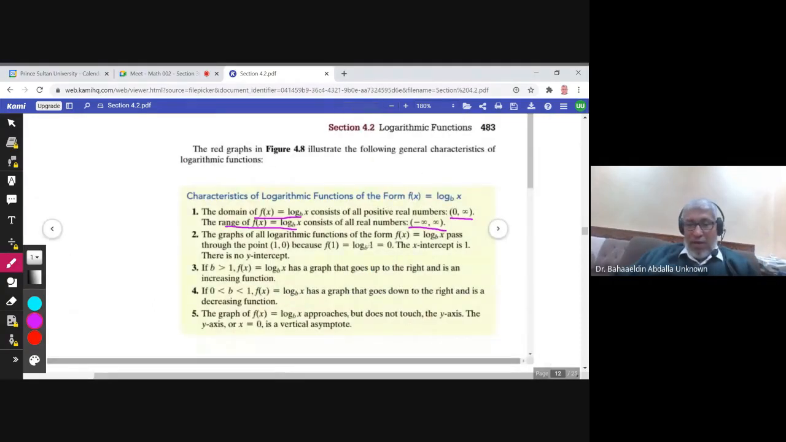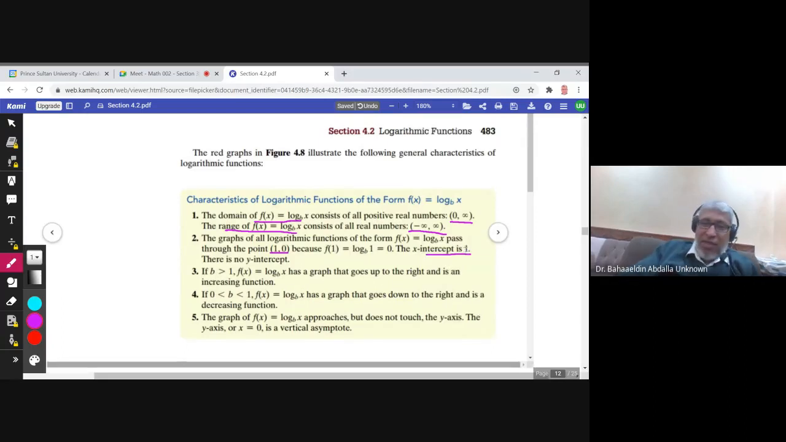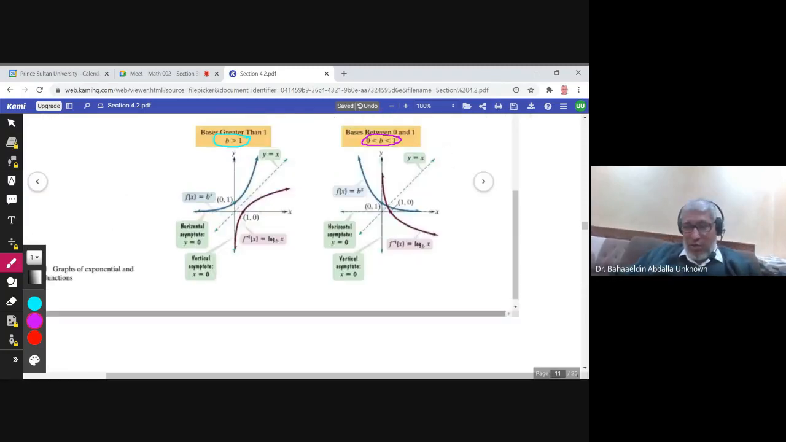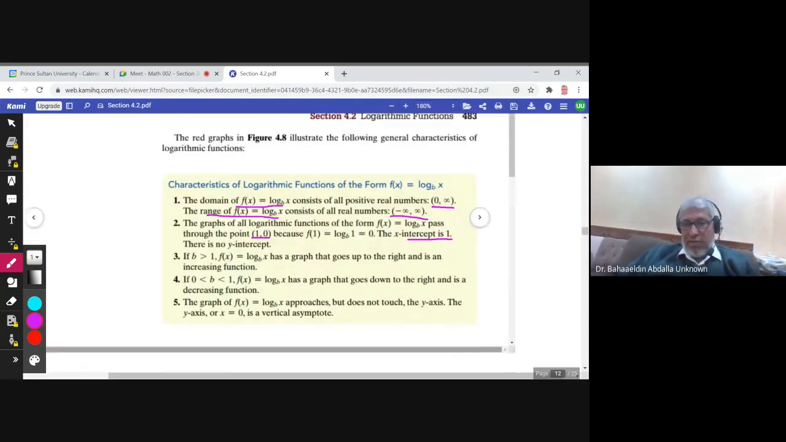Okay, the point (1, 0) is on the x-axis, and it is the x-intercept. The graph passes through the point (1, 0). Always the logarithmic function passes through (1, 0), while the exponential function passes through (0, 1). (0, 1) is the y-intercept for the exponential. (1, 0) is the x-intercept for the logarithmic. Or you can say the x-intercept is 1. It's okay, either you say the x-intercept is 1 or the x-intercept is the point (1, 0).